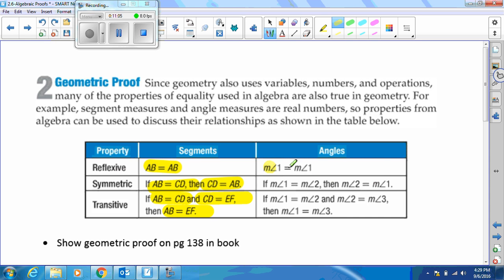Again, notice we're talking about measures here. That's why we have that M in front of them. So the reflexive property will hold true. The symmetric property holds true, along with the transitive. Again, only if we're saying they're measures, not if you see congruent symbols. That's not the same. So I want you to see this geometric proof here, and you can obviously look at this in your book as well.